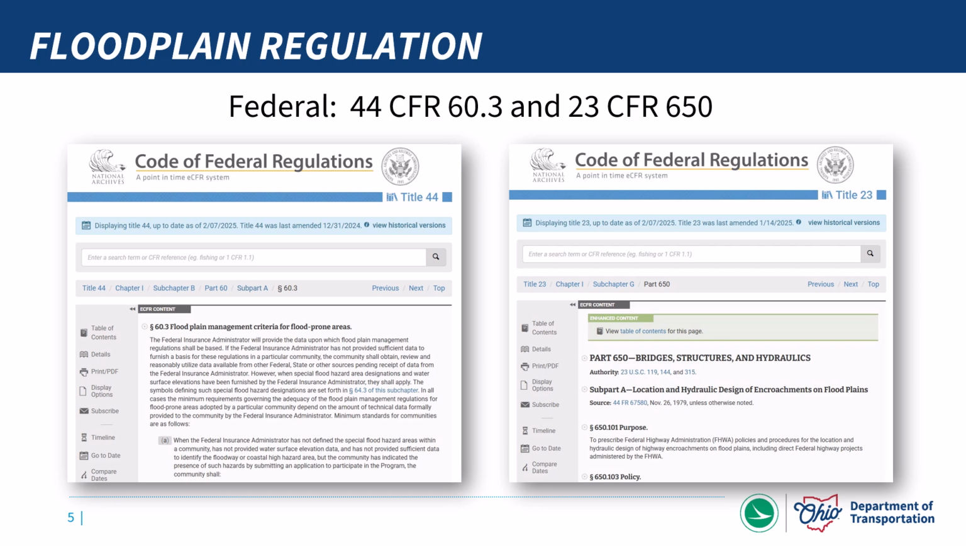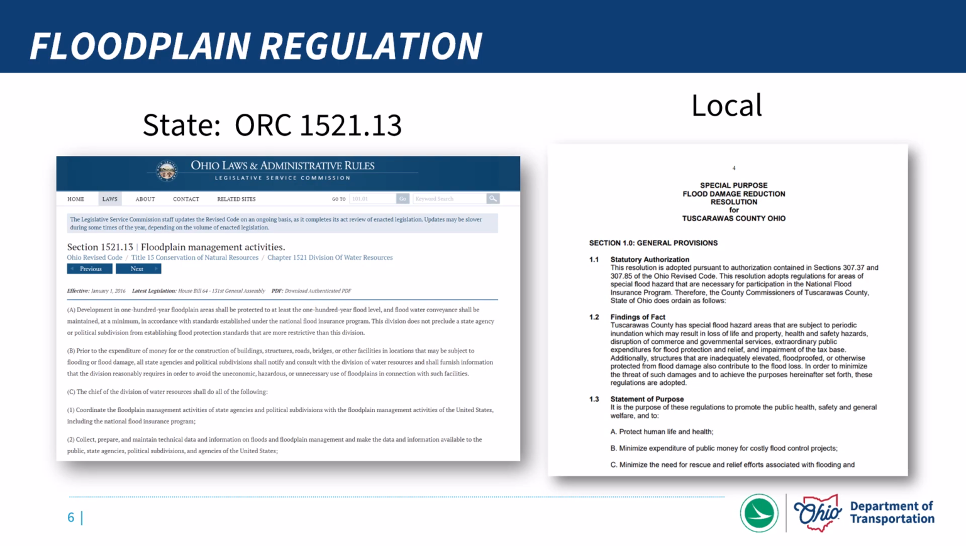So regulations are at three levels. We have federal, state, and local. The federal regulations are shown here. We have the 44 CFR that deals with the management in the floodplain, and then the 23 CFR that deals with bridges, structures, and hydraulics in the floodplain. The state level regulation can be found in ORC 1521.13, and there are various localities that have their own regulations, and their standards cannot be below the minimum federal standards. They can be above, but not below.